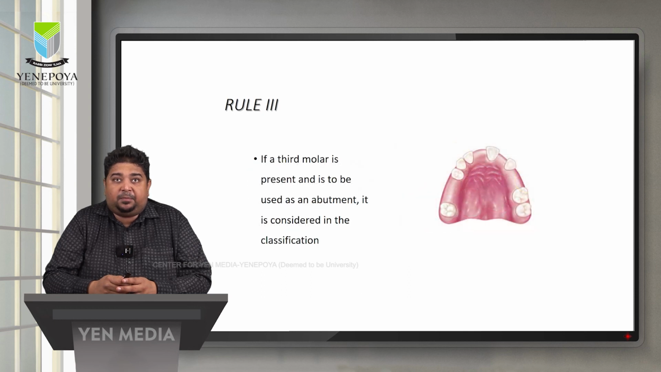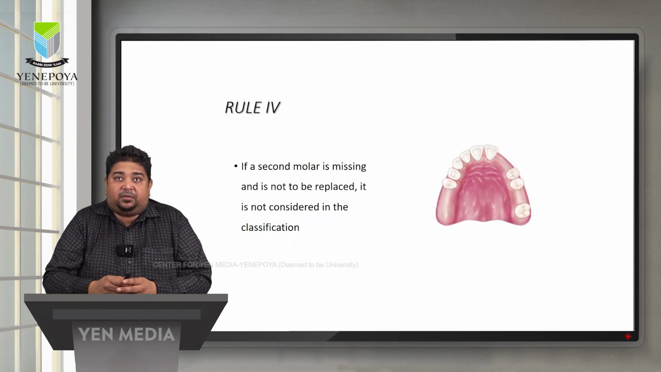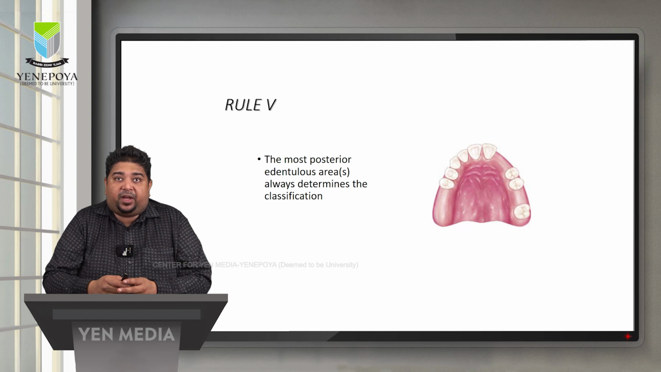Coming to rule number 3, if a third molar is present and it's to be used as an abutment, it is considered in the classification, as you can see. So if the second molar is missing and not to be replaced, it is not considered in the classification. That's what states rule number 4. Rule number 5 states that the most posterior edentulous area always determines the classification.